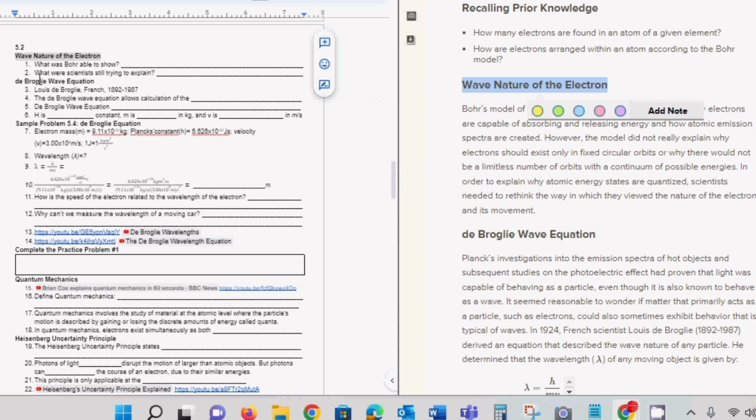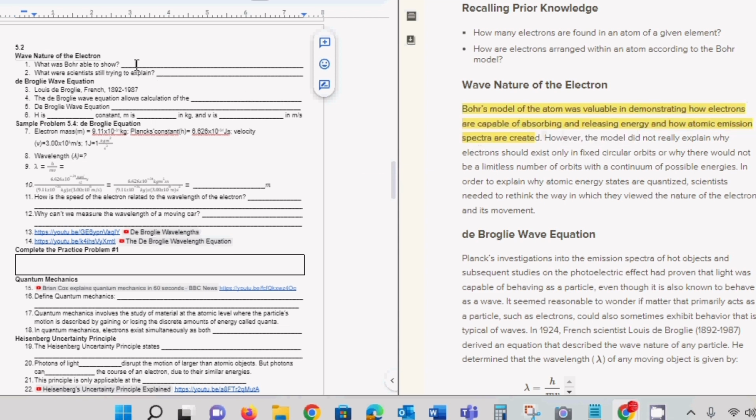For example, it says, what was Bohr able to show? So then we read the thing. It says Bohr's model of atom was valuable for demonstrating how electrons are capable of absorbing and releasing energy and how atomic emission spectra were created. So this is what Bohr was able to show. Okay, so that's what I'm going to do.